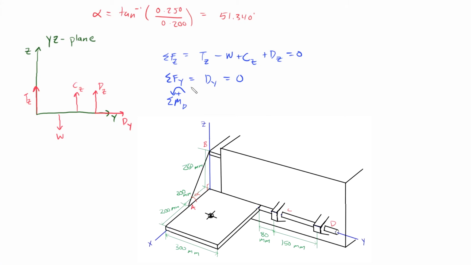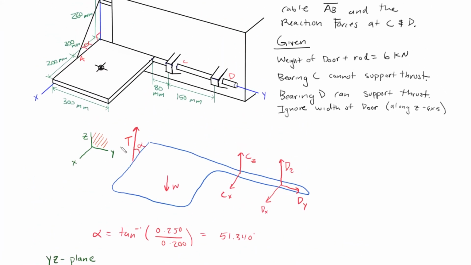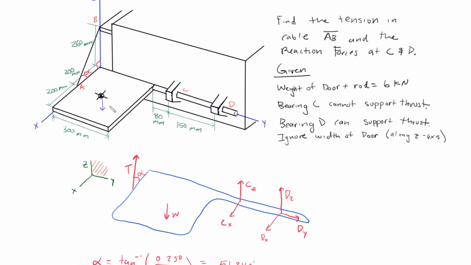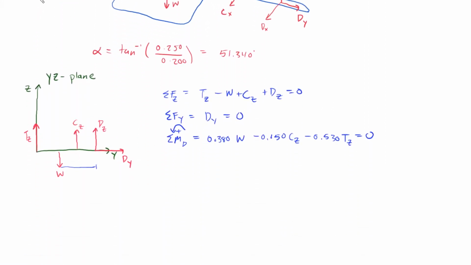Now I'm going to write out the moment equation. What we have is 0.380 W minus 0.150 CZ minus 0.530 TZ, and that all equals 0. If you're wondering how I get these distances, it's basically finding the vector, let's say W. Since I'm taking the moment about D, I'm finding the perpendicular distance from W to D on our original diagram. So W is right here going directly downward, and I want the perpendicular distance from here to D, so it'll be something like that. That is basically the moment equation for this diagram.